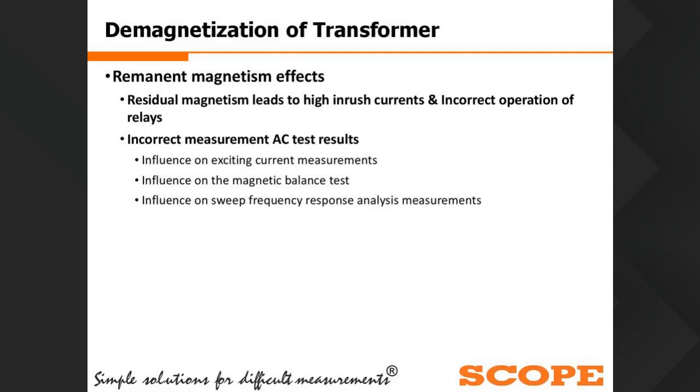DC remnant flux occurs due to the transformer shutdown or due to the winding resistance test. That will impact the AC test results, that is excitation current measurement, magnetic balance test or turns ratio test, and also the sweep frequency response analysis measurement.